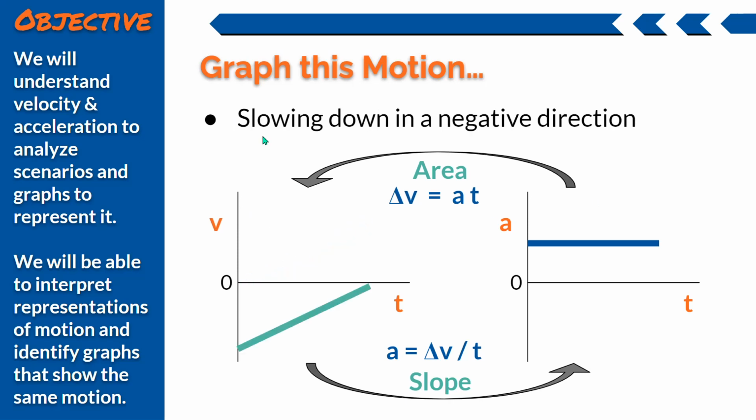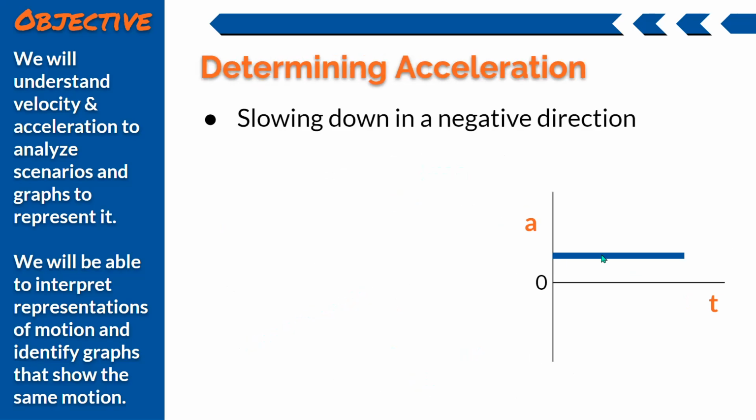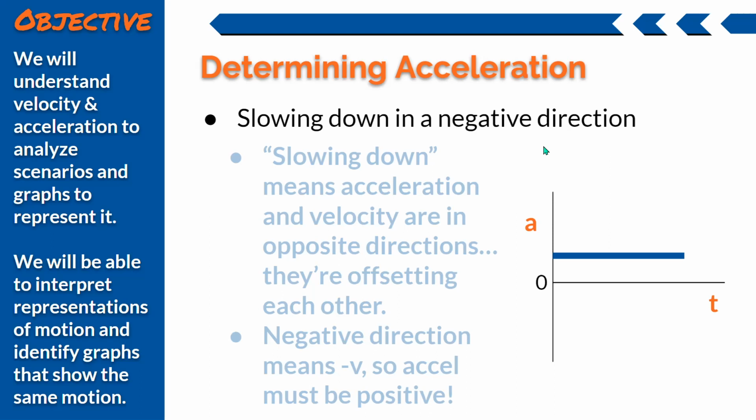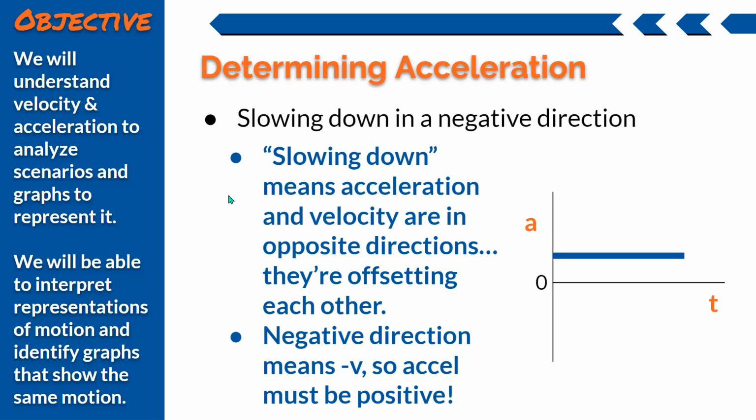All right, here is the graph for slowing down in a negative direction. Notice I did not change my AT graph at all because it's exactly the same as it was for the other example, because look, this still has a positive slope. Slowing down in a negative direction has this VT graph and this AT graph. Slowing down means acceleration and velocity are in opposite directions. They're offsetting each other. Negative direction means negative velocity, so your acceleration must be positive. In order for it to slow down, your signs have to be opposite. We're going to come back to that over and over again. Use it. It's a trick. It'll help you whenever you're answering questions.